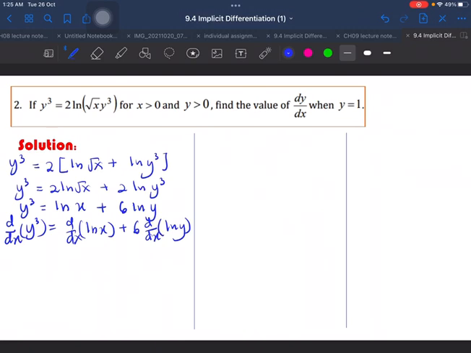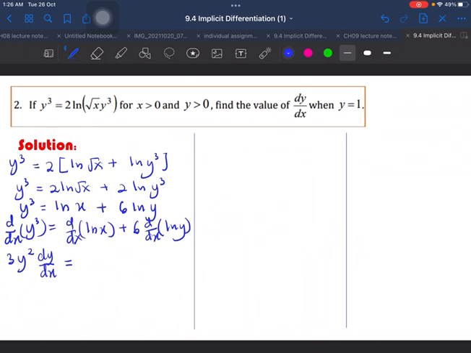Okay, class. Kita start differentiate term by term. First term y cube. Sentiasa ingat kelas, kita respect to x. D over dx means respect to x. Jadi bila kita differentiate y cube, kita differentiate cara biasa dulu. Y cube kita akan dapat 3y square. Cuma kita kena darab dy over dx.